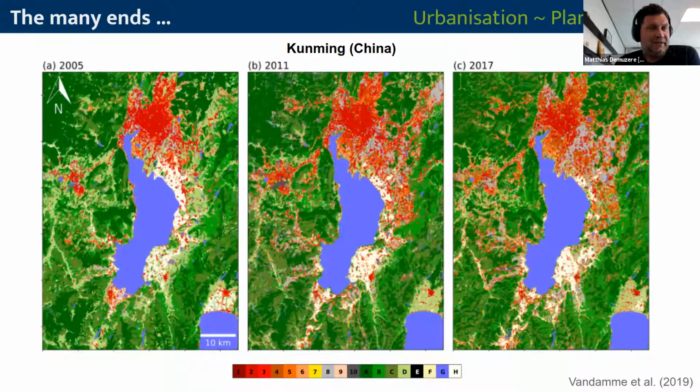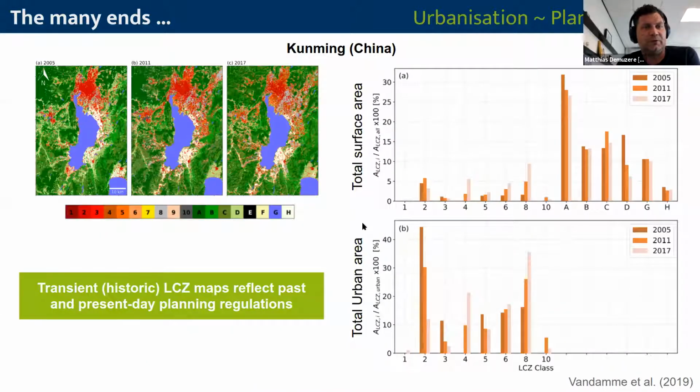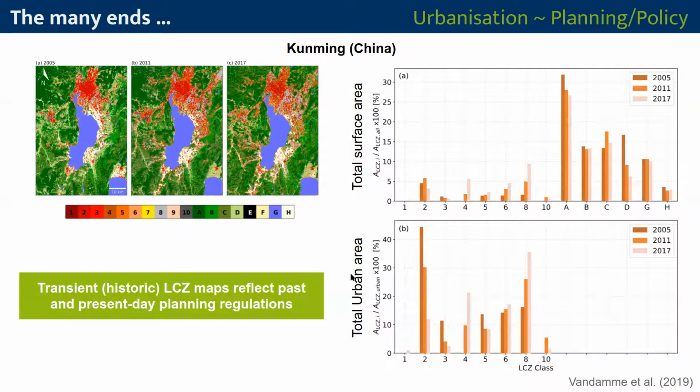In 2019, my master's student Stefanie van Damme quantified Kunming's urbanization patterns using local climate zones for the period 2005 to 2017. She found that the first half of this period was dominated by urban expansion, while the second half was more prone to an internal restructuring with an increase in open LCZ classes. These findings were then cross-referenced with existing planning regulations, indicating the relation between policy strategies and LCZ changes.